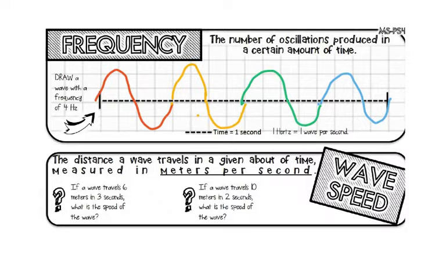Another characteristic of a transverse wave is its frequency. So how frequently is the wave going? Frequency is the number of oscillations produced in a certain amount of time. So how many waves are passing. So if we want to figure out what the frequency of this wave is, we would see how many waves pass in a given distance or given time.